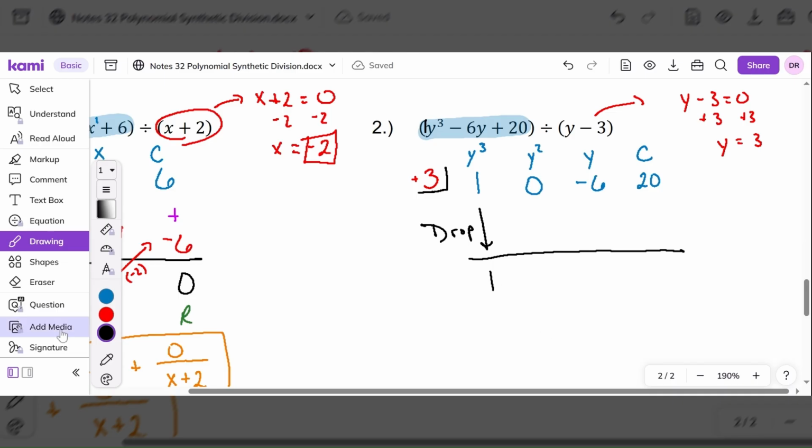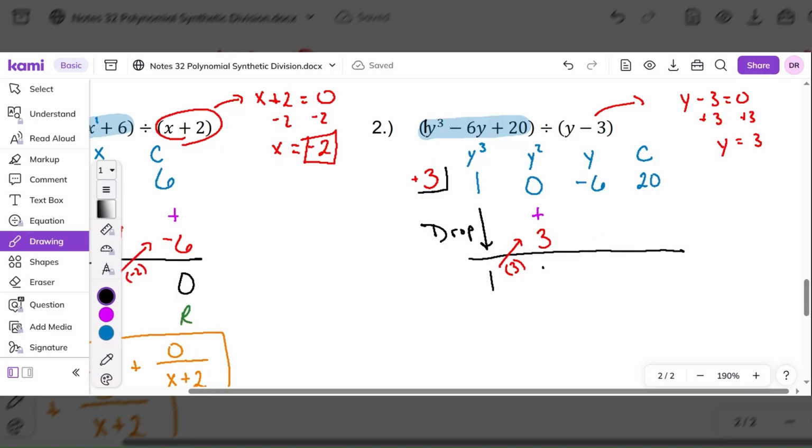And then just like before, we multiply this one by the number in the magic box. So we're going to multiply by a positive 3, and 1 times 3 is 3. You get that far, the next step would be to add those two numbers that are stacked now, 0 plus 3 is a 3, okay?